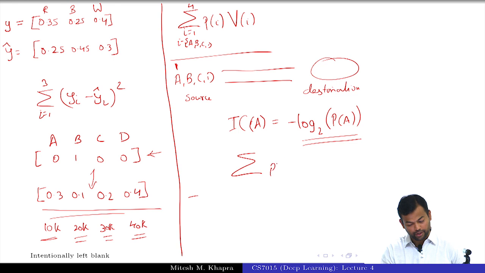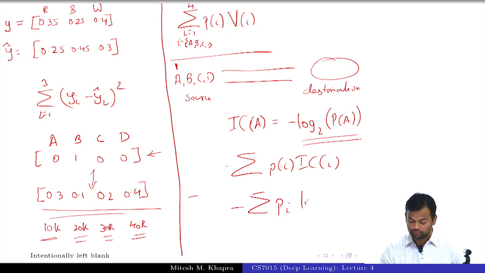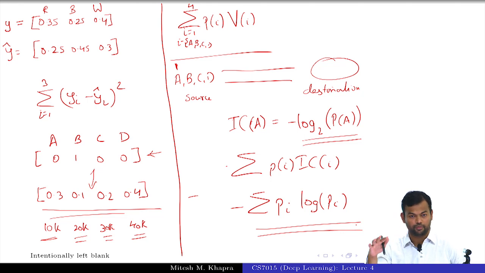Summation P of i into information content of i, and this is of course log, right? So what is this called? This is called the entropy, okay? Now what is cross entropy? How many distributions are you dealing with here? One, which is the P distribution, which tells you how likely these messages were, and based on that you are trying to calculate the entropy of this situation, right?